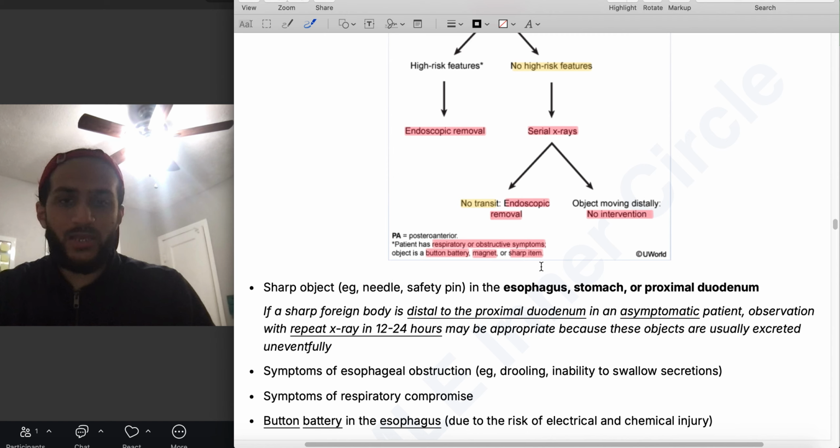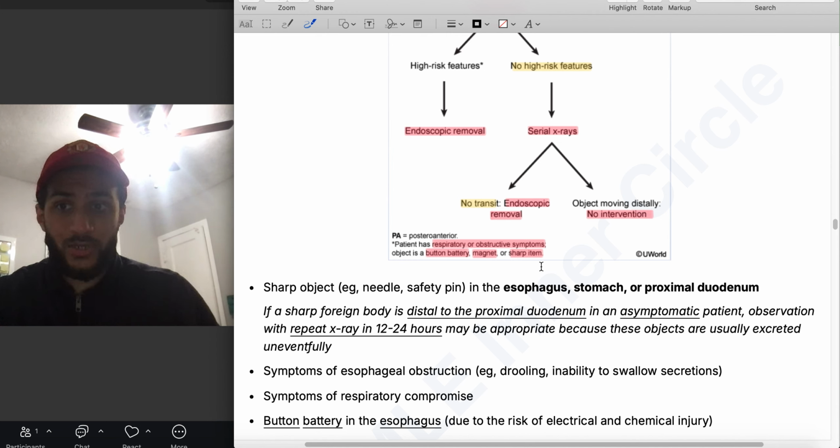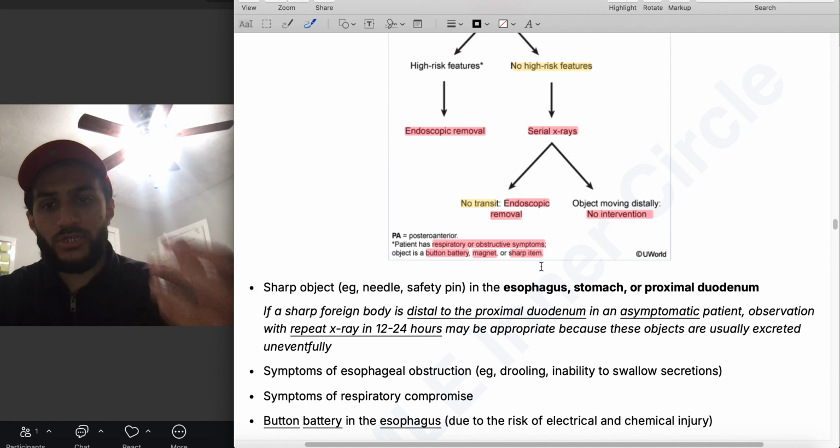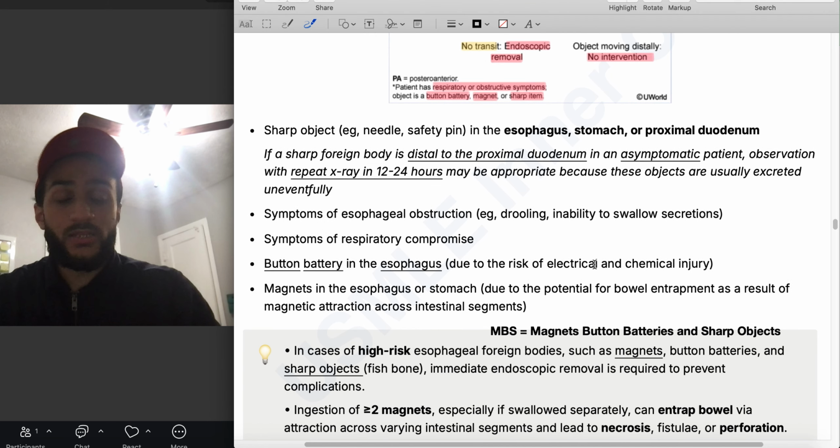So as mentioned over here, magnets, buttons, sharp items. Sharp items can pin, like a needle or safety pin, in the esophagus, the stomach, and the proximal duodenum. If the sharp objects are distal to the proximal duodenum in an asymptomatic patient, we can repeat the X-ray in 12 to 24 hours, because objects are usually excreted uneventfully. Symptoms of esophageal obstruction are due to inability to swallow secretions.